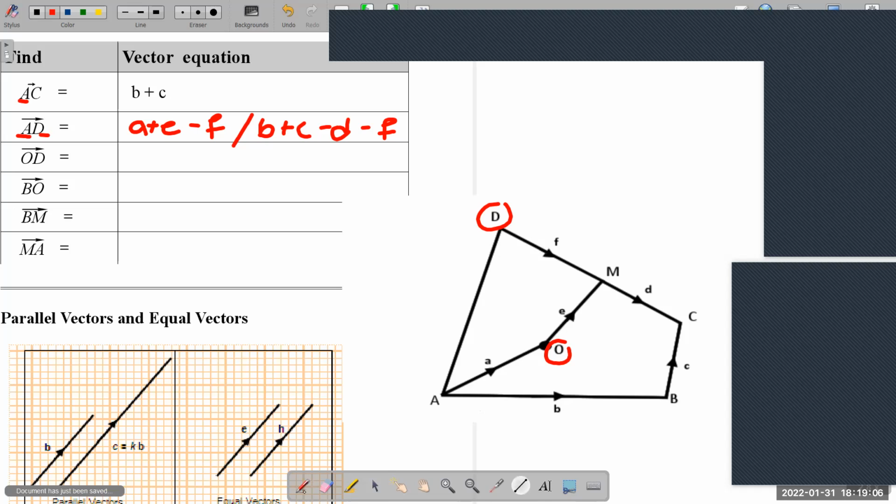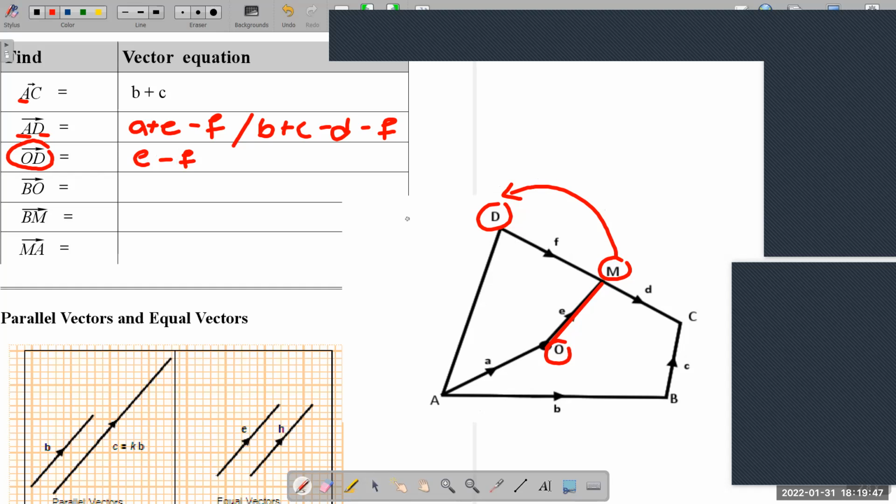So remember again, what does this notation in the table represent? That we're moving from point O straight to D. And in order for us to get there, we need to take some paths. So we're going O to M first, which is represented by E. So that's correct. And why is it positive E? Because we're going in the direction of the arrow. Now that I am at M, I need to get to D. And if you realize, currently F represents a forward movement. So if I want to go backwards, what do I get? Minus F.